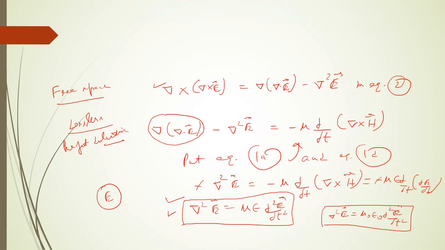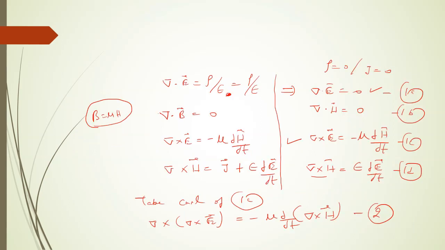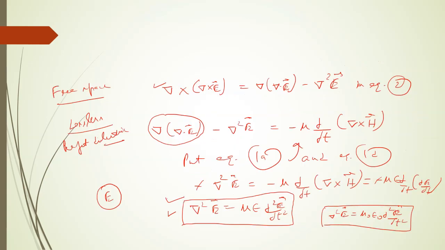So this is all about the wave equation derivation. Remember these four Maxwell equations. Put these two conditions for electric field intensity, take the curl, then put equations 1a and 1d. Then you will get this result. Try to solve in terms of magnetic field intensity H yourself.